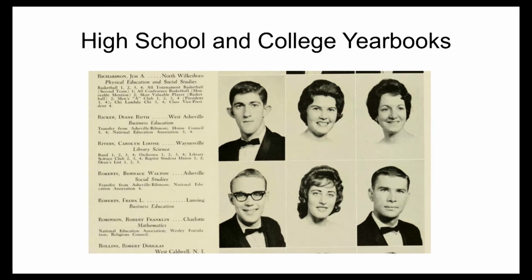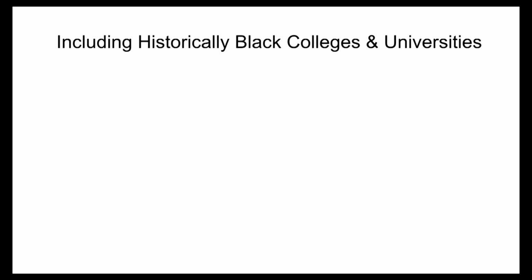They have yearbooks from colleges and universities in the state of North Carolina, but also some high school yearbooks. The image that I have here is from, I think, the 1964 Appalachian State yearbook, and my mom is actually featured in this. So Mom, if you're watching, you are now part of our talk. Congratulations. But it also includes things from historically black colleges and universities.